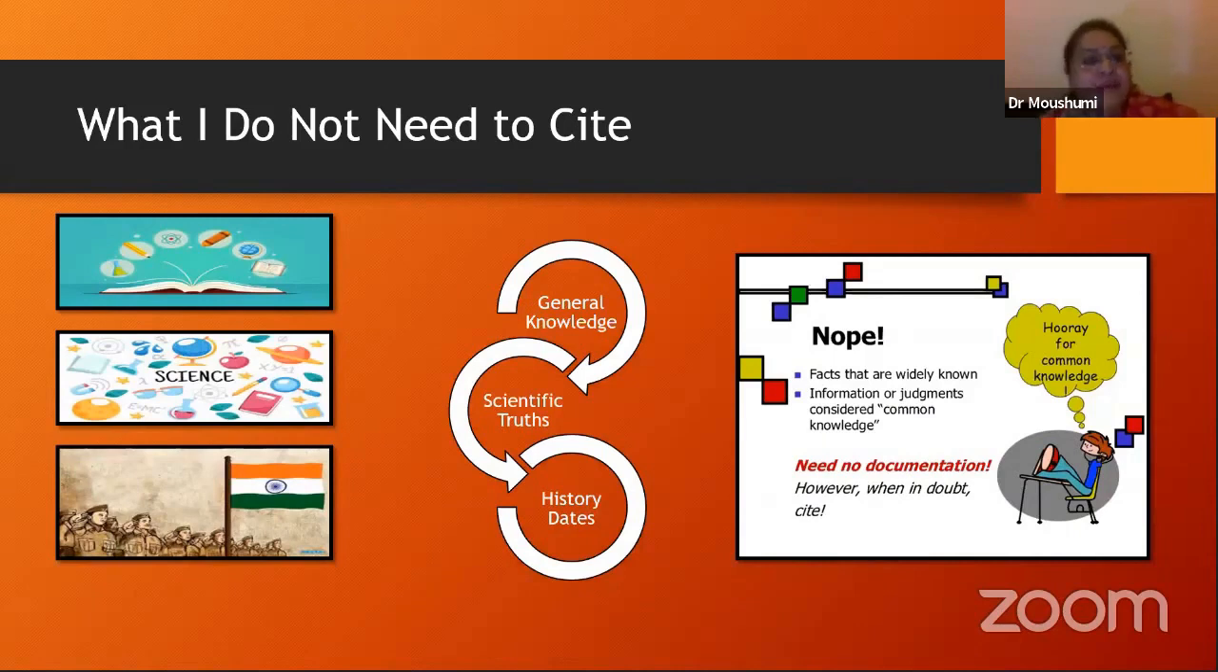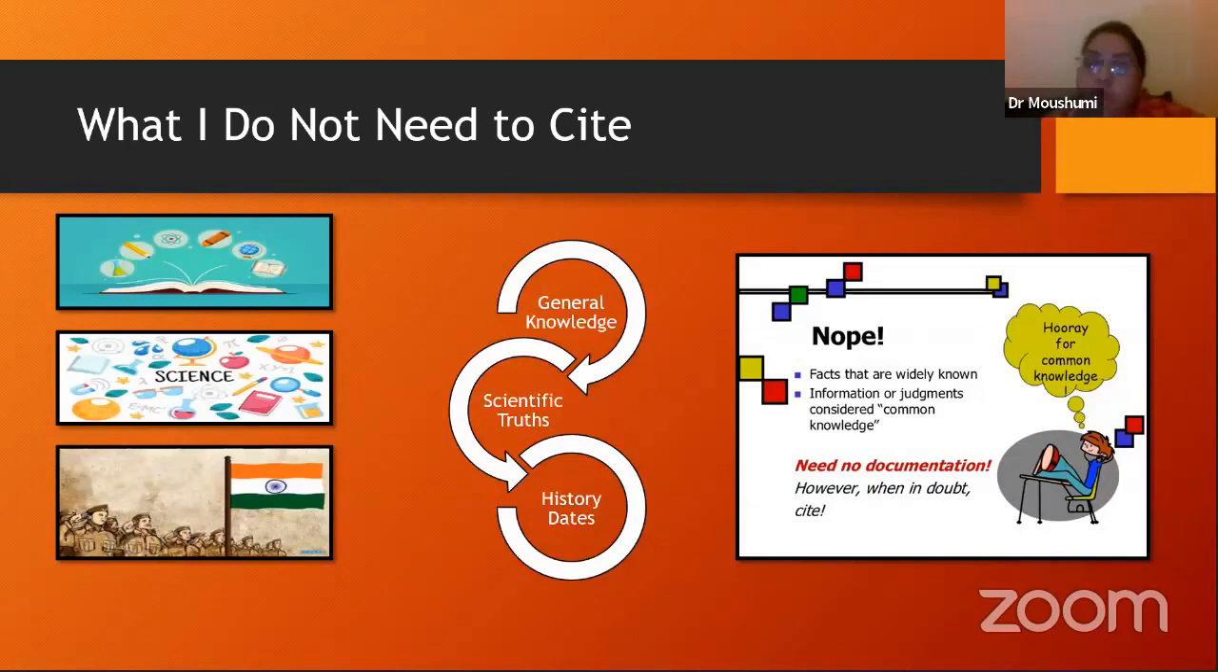So these ideas, we can take from general knowledge. Some scientific truths, all of us know. There is no need to cite them. For example, I go back to my subject and I say that lights which are nearer to the earth do not twinkle. It is a scientific truth. All of you know that. So there is no need to cite that.